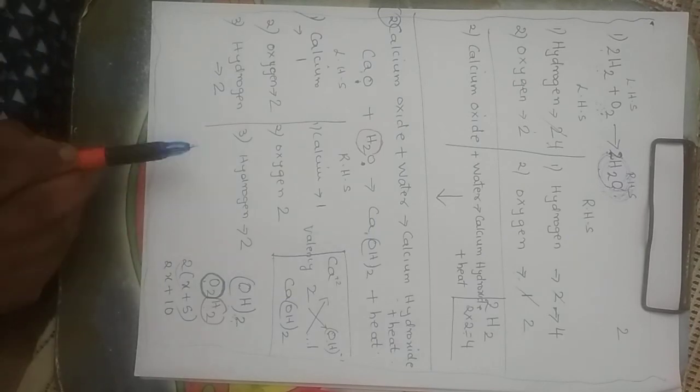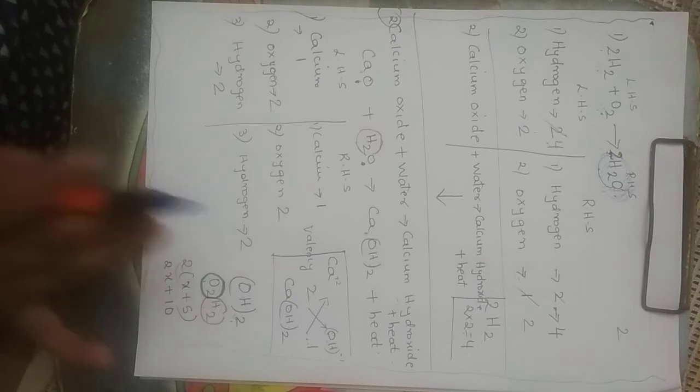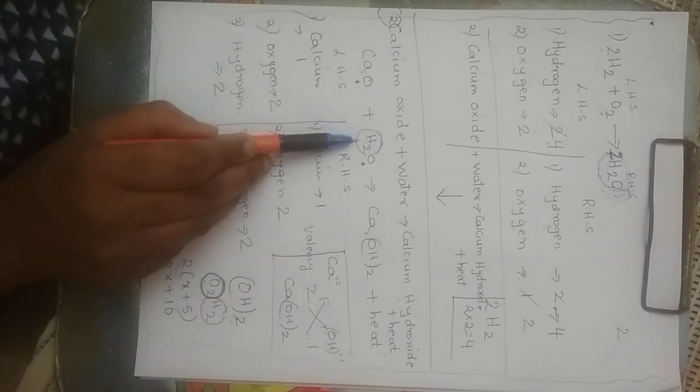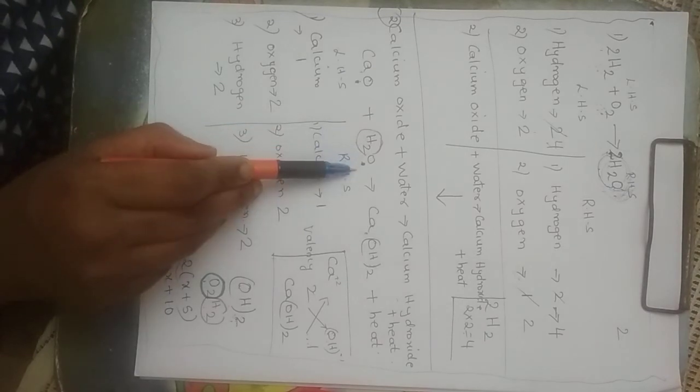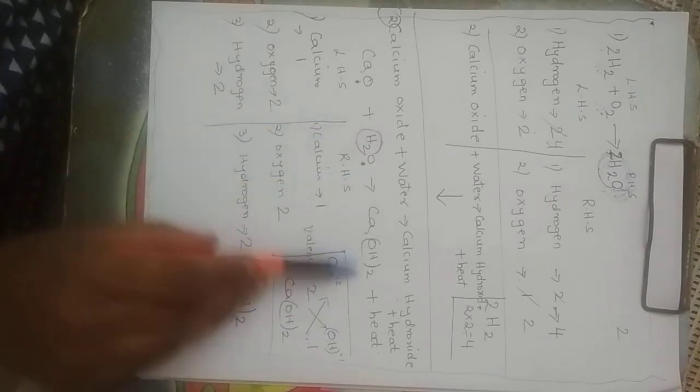So what type of reaction is this? A balanced one. When the number of atoms on the reactant side is equal to the number of atoms on the product side, it is called balanced.